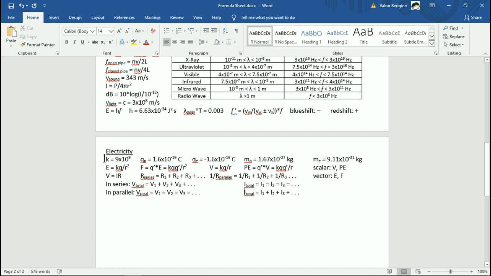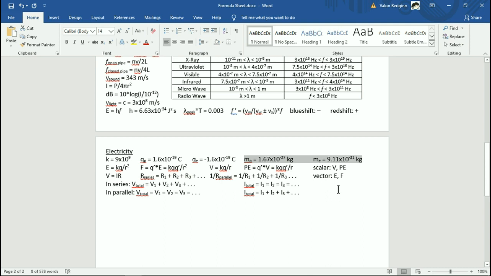Okay, so you have K, 9 times 10 to the 9, and then I give you the charge. So here, Q, remember Q is charge, so QP, that's P there, is your charge of a proton, which is this. And here's QE, so this is your charge of an electron. Again, it's the same thing, just one's negative, no, it's positive. I'm also giving you the mass of a proton and the mass of an electron, if you need those for whatever reason.